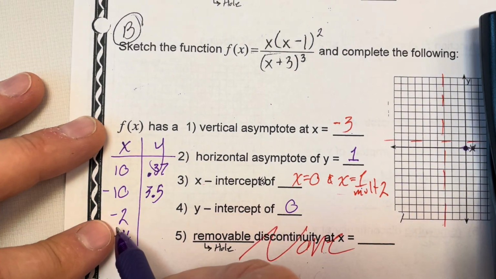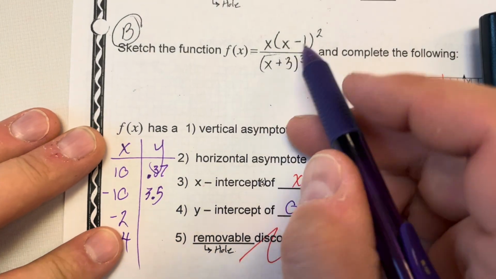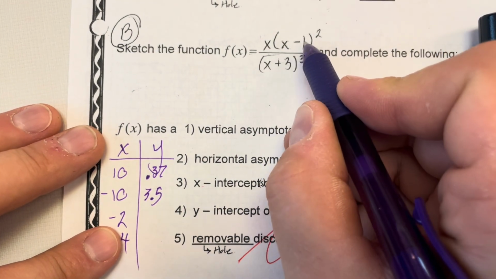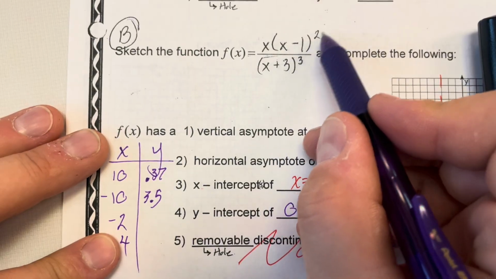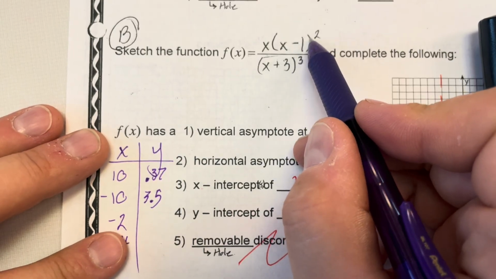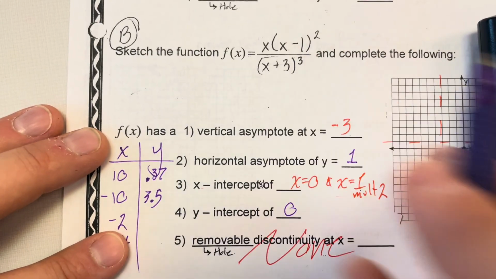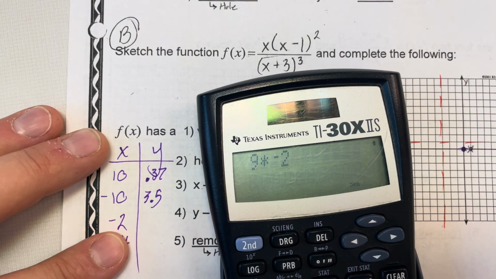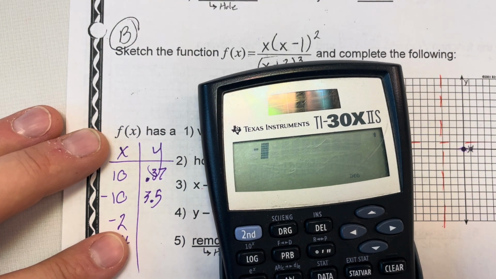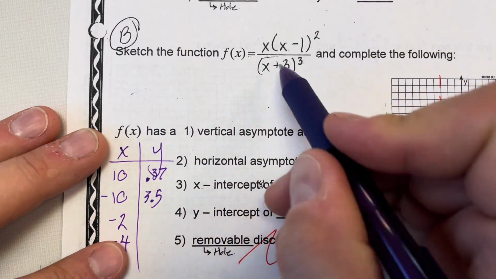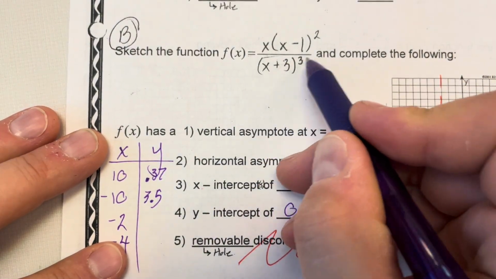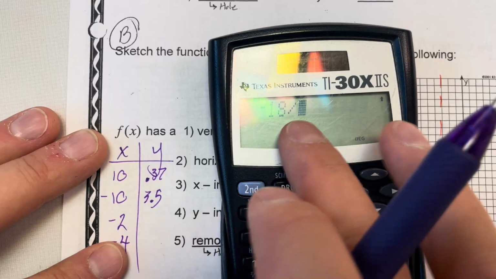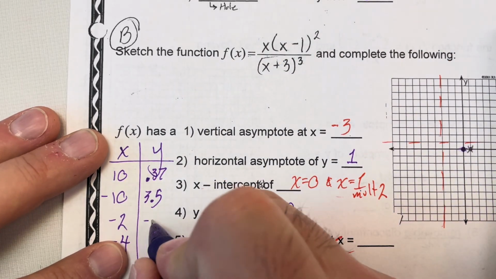So 3.5, we're getting there. -2, gotta pop that in, so -2 minus 1, which would be -3. -3 times itself makes 9, but then 9 times a -2 is -18. -18 gets divided by -2 plus 3, which would be 1, and 1 cubed is 1. So -18 divided by 1 is negative 18, great.